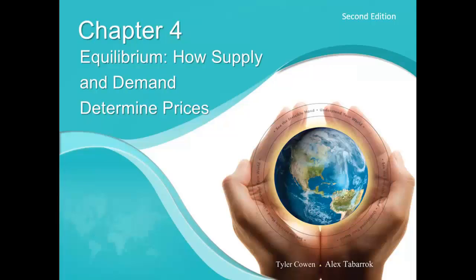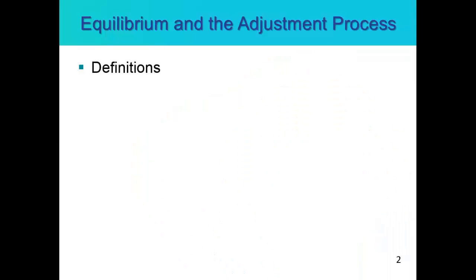In Chapter 4, we take a look at what happens when you put both the supply and demand curve together. An interesting result occurs. We see how prices are determined, how quantities are determined. We get some insight as to why some people are unable to buy the product and others are. Now, this first video, we're going to look at the equilibrium and adjustment process.